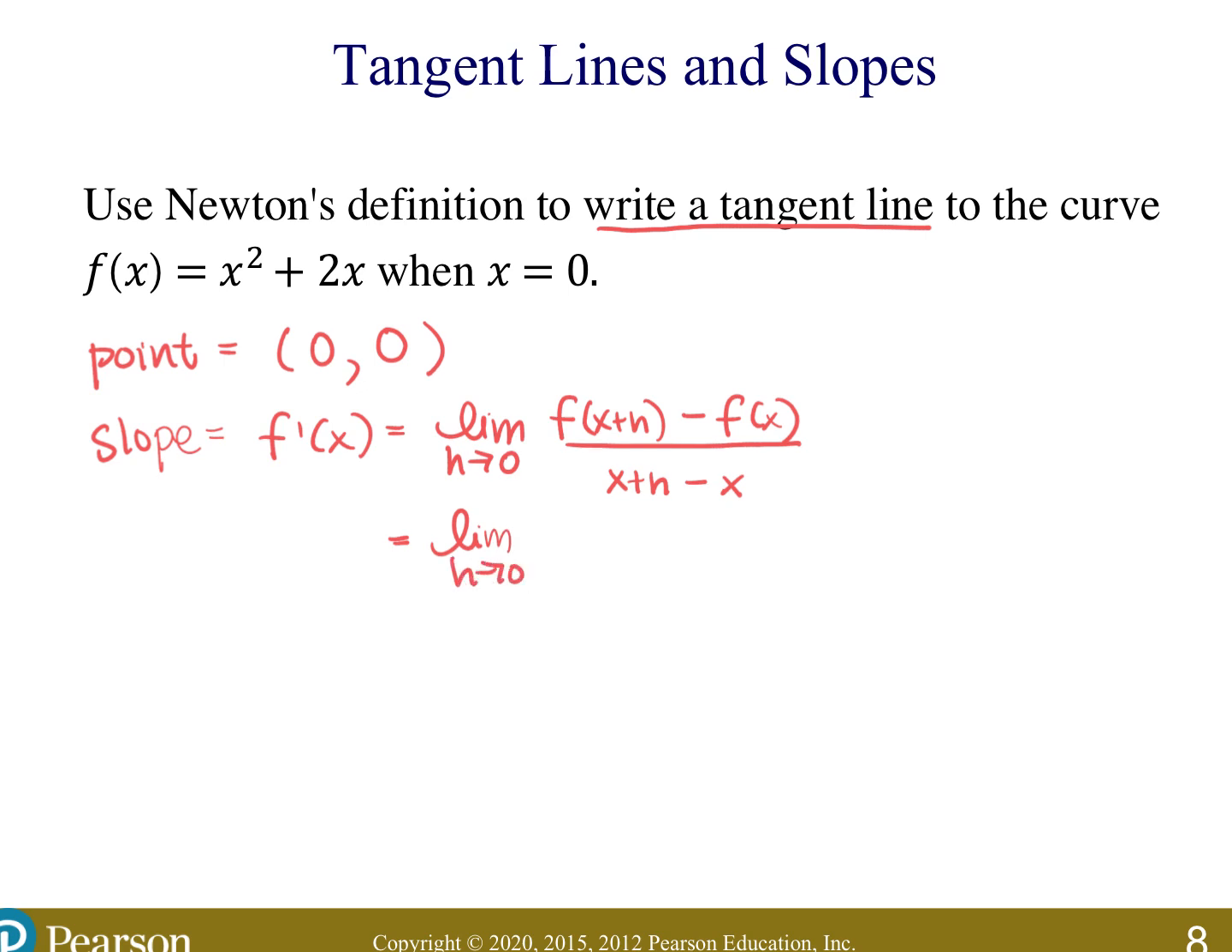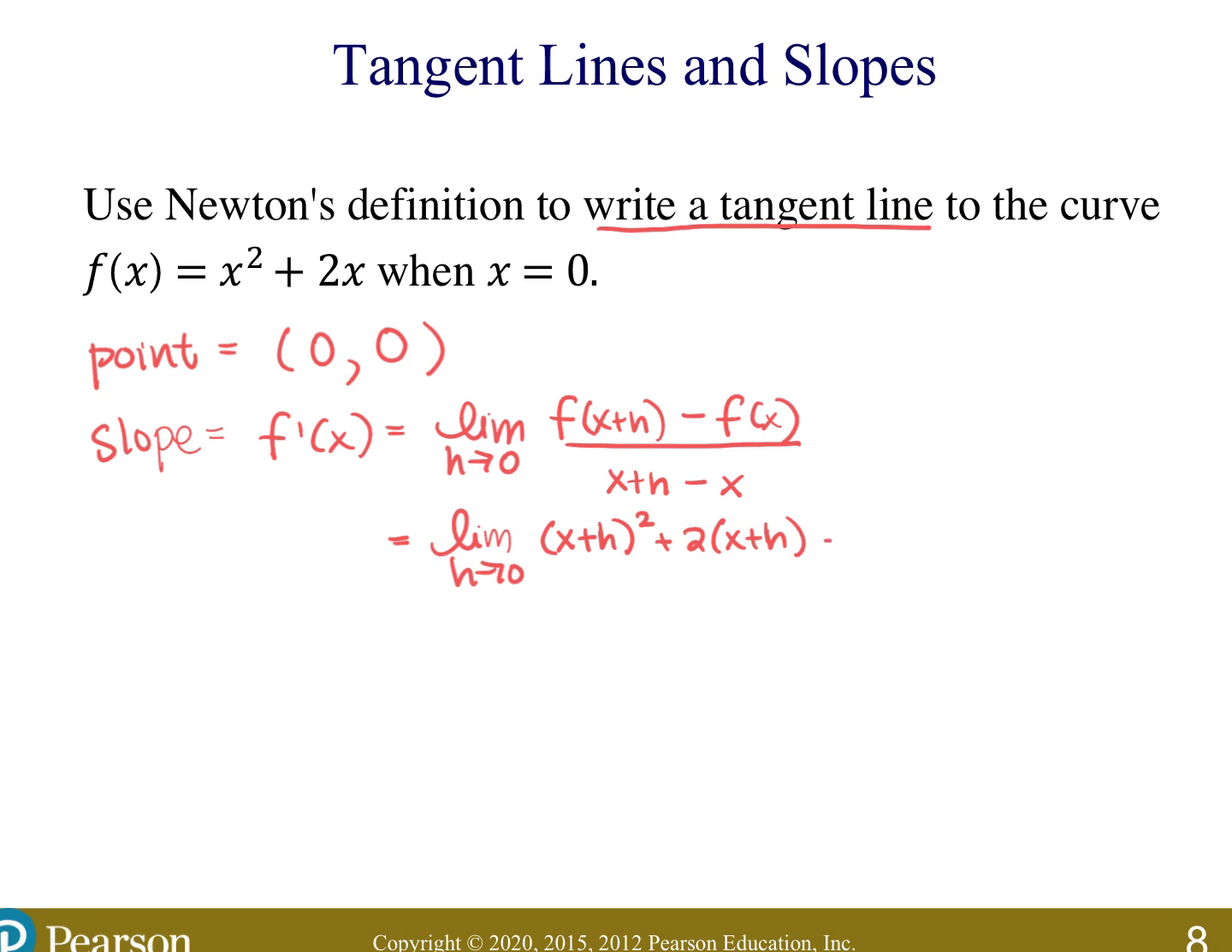All right, f of x plus h. That means take x plus h and put it into the equation. So if I put x plus h into the equation, I'm going to get x plus h quantity squared. And then I'm going to get 2 times x plus h quantity distributed.